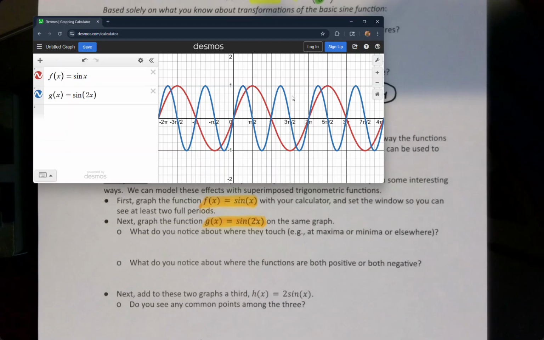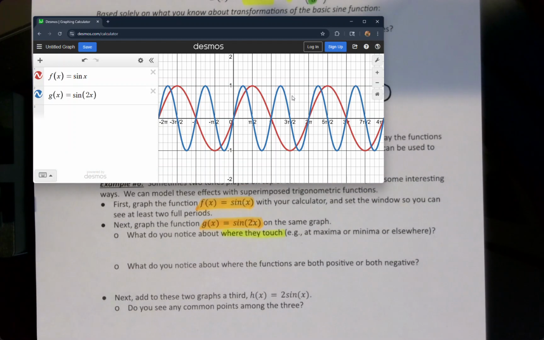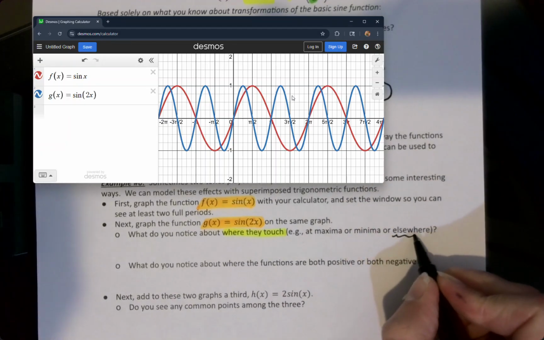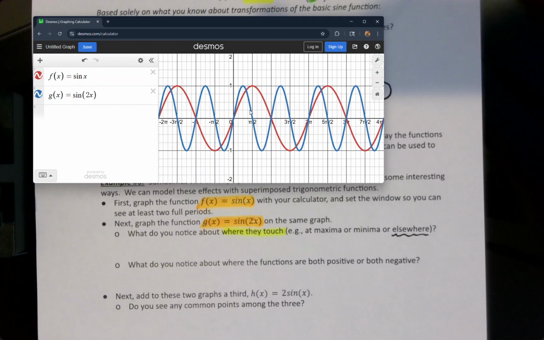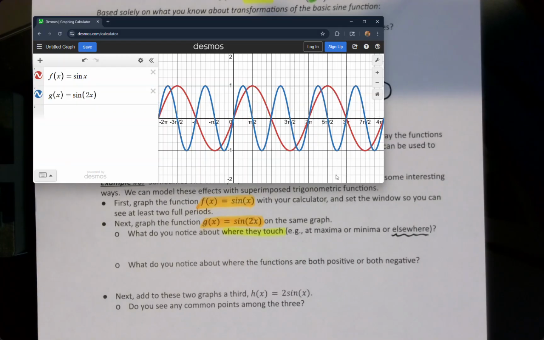Then our question is, what do you notice about where they touch? Is it at a maxima point or is it somewhere else? So it's somewhere else, right? They're touching somewhere else. They're not touching at their maximum. So they're touching at pi thirds, and again at 5 pi thirds, and again at 7 pi thirds. I guess I missed some of these zeros. So they're touching at pi and 2 pi and a bunch of weird places. Okay, so they're touching elsewhere.